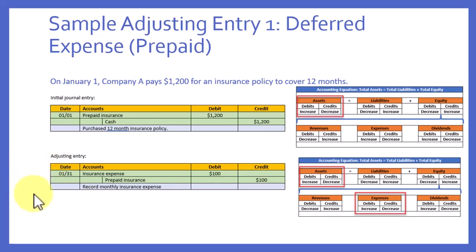So this entry actually does two fabulous things. One, it gets the expense in the right period. Okay, so we can match that against revenue. So that's a good thing. It also adjusts the asset account so that the asset account will now be carrying the correct balance at the end of the month and at the beginning of the next period.